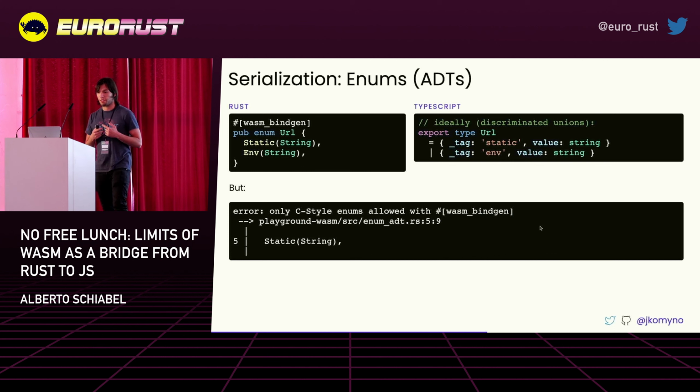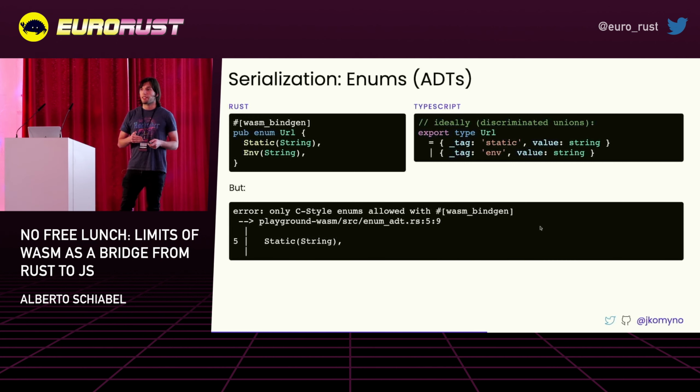However, this is not supported. We see this error here: only C-style enums, which are the ones we saw before, are allowed with wasm-bindgen. So basically, over the foreign function interface, we can only serialize enums if they are compatible with integers, just like they are in C.